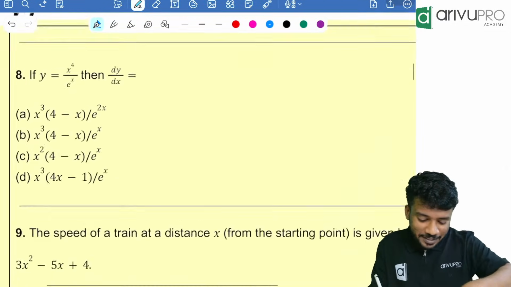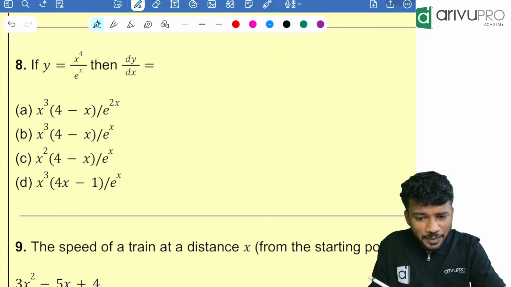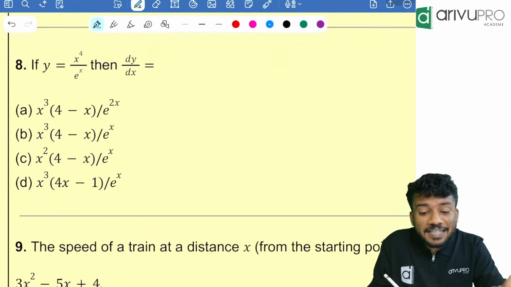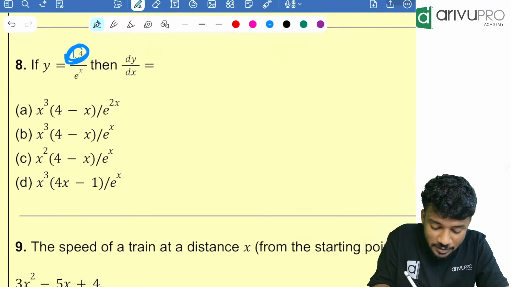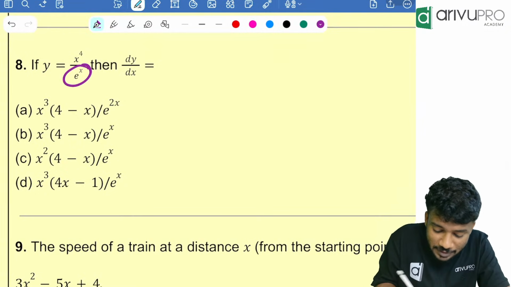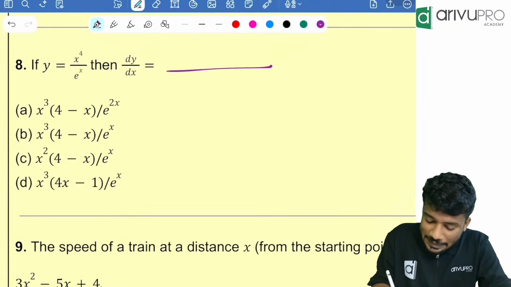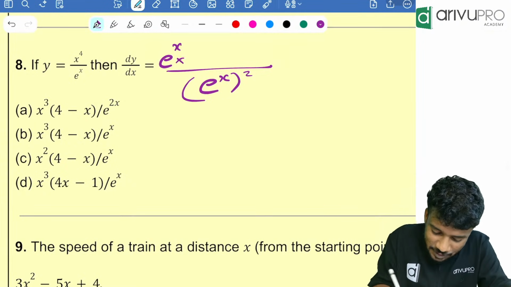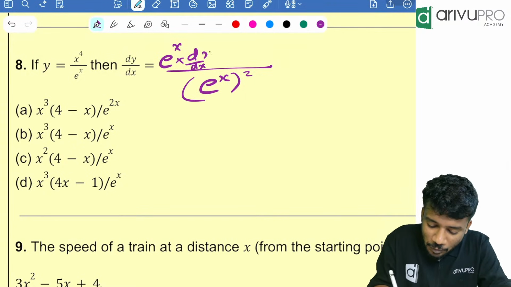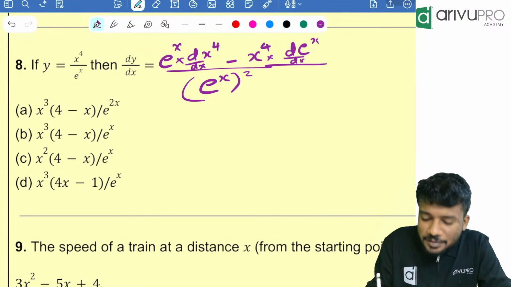Next question. If y is equal to x raised to 4 divided by e raised to x, find dy by dx is the question. People, a very interesting and very easy question to do. The numerator is x raised to 4, the denominator is e raised to x. Now, what is the formula? This is denominator square, then denominator into derivative of numerator minus numerator into derivative of denominator. This is the formula, people.